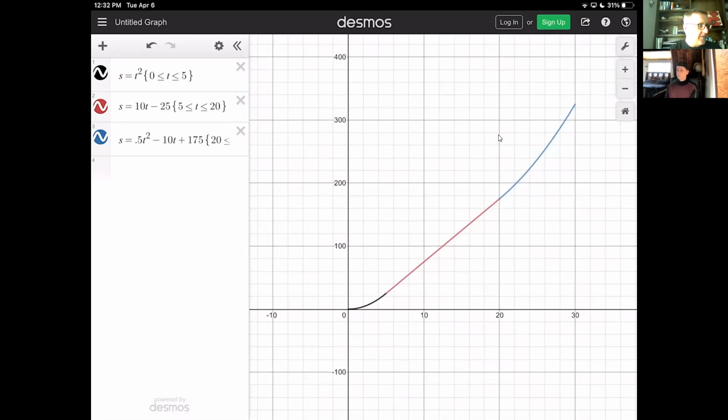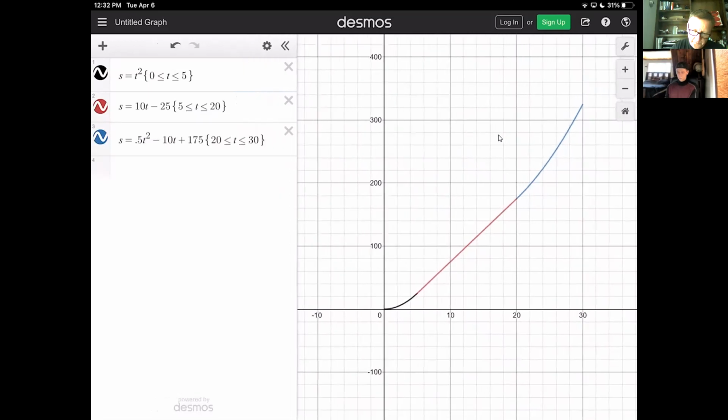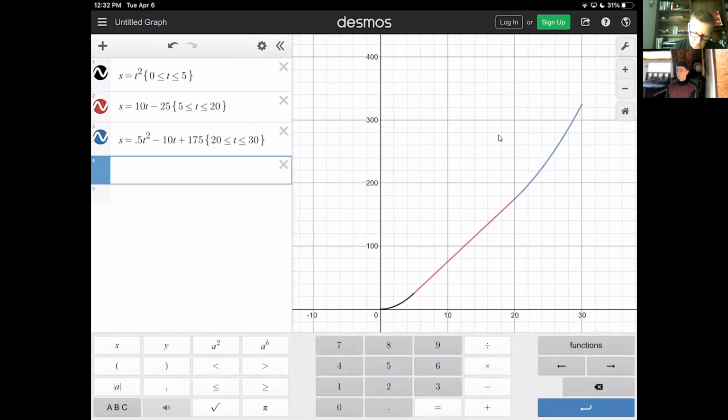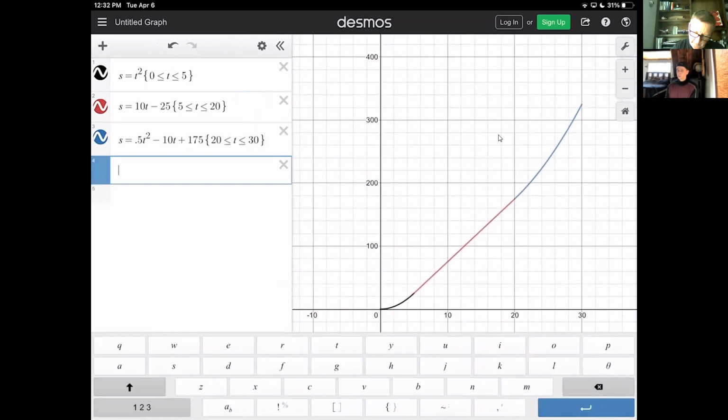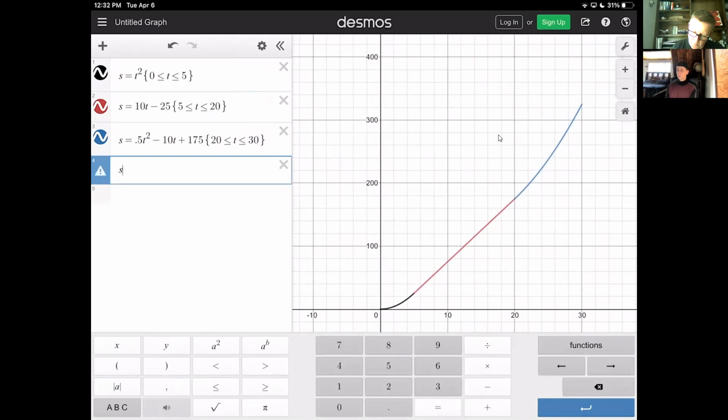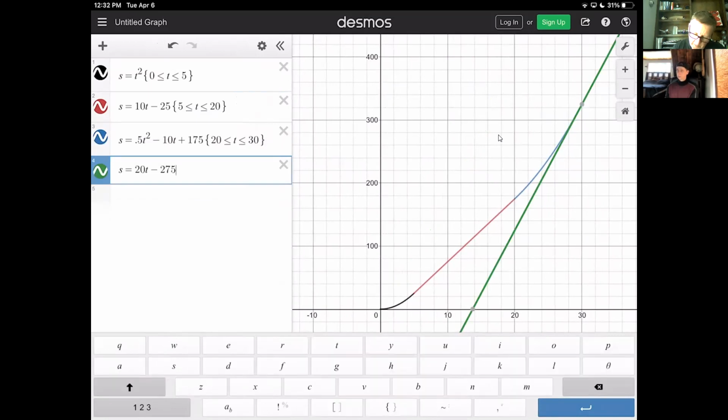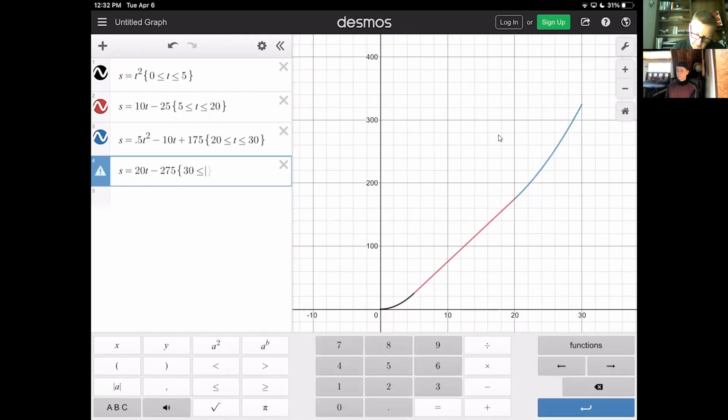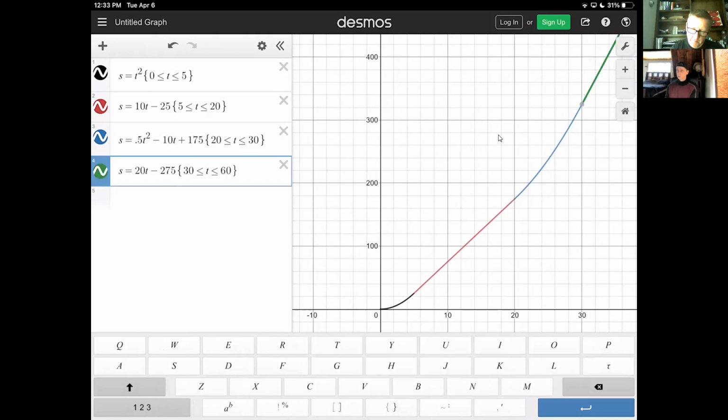And then lastly, it was a line, 20t minus 275 for the remaining 30 seconds. So S equals 20t minus 275. Awesome. It picked up right where it was supposed to. And then this existed from 30 to 60. So 30 less than or equal to t less than or equal to 60. Close the parenthesis. Bam.